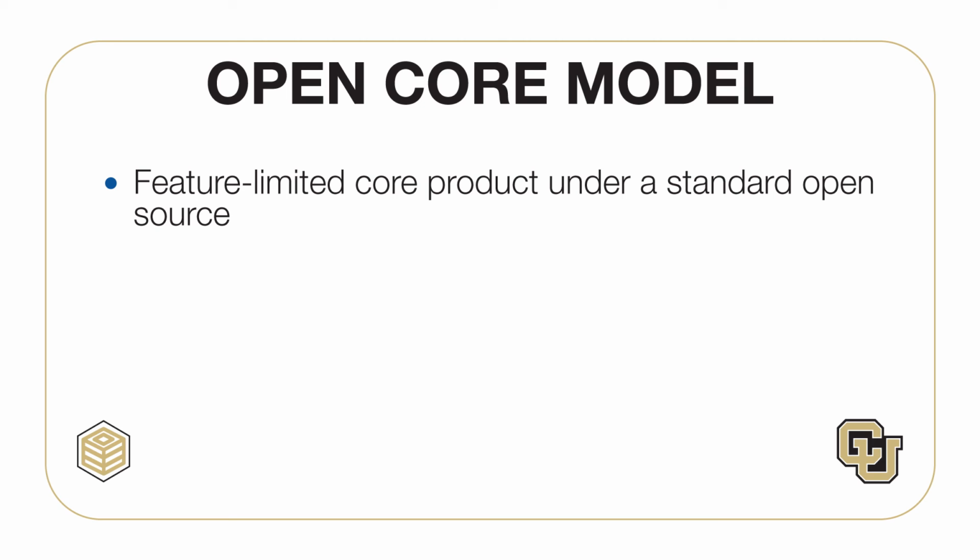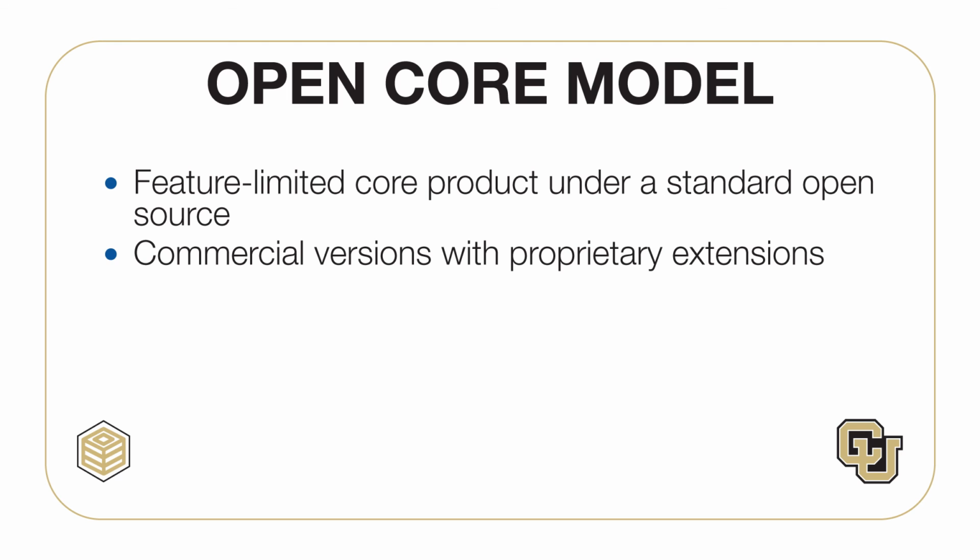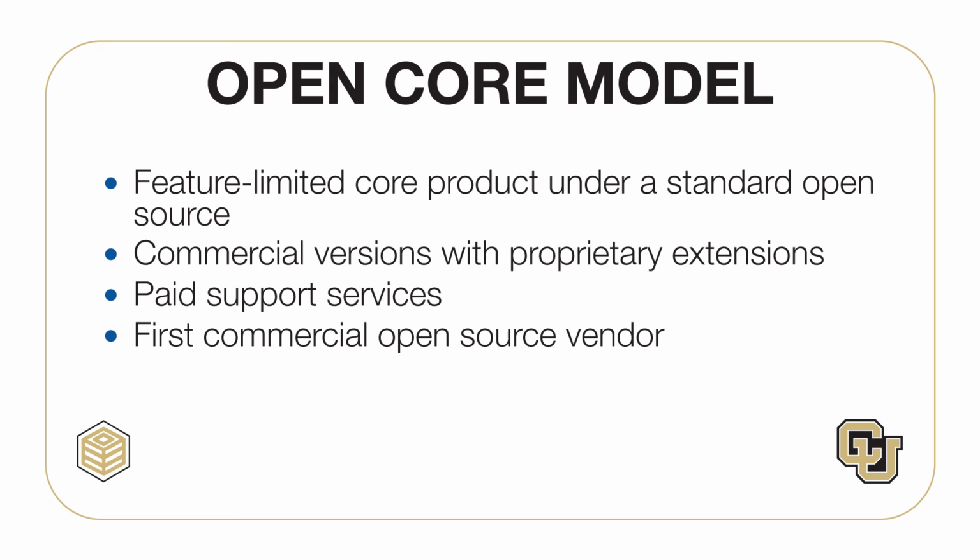In answer to the opening question, Talend uses the Open Core model to obtain business value from open source development. The Open Core model involves a feature-limited core product under a standard open source license. Revenue is generated by purchased licenses for commercial versions containing proprietary extensions, along with subscriptions for support services. Talend has the distinction as the first commercial vendor to use the Open Core model in 2005. After Talend's lead, the Open Core model has become widespread, although somewhat controversial in the open source community.